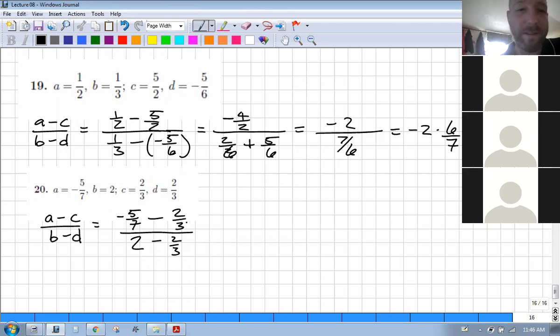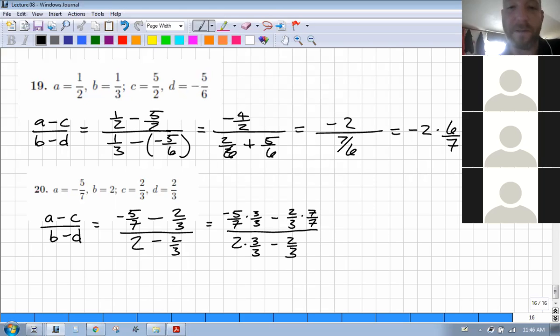What we need to do is get a common denominator here. So let's multiply this -5/7 by a 3/3, and this 2/3 by 7/7. So notice both fractions now have a 21 on the bottom. So we'll be able to combine those. Over here, let's multiply this 2 by a 3/3. Now down here we have common denominator of a 3.